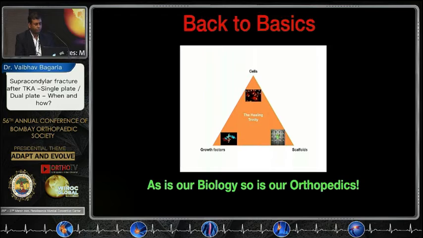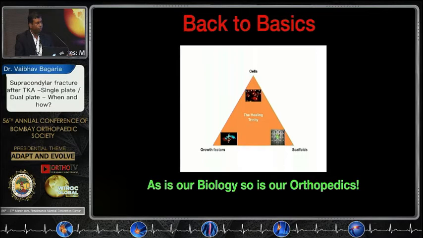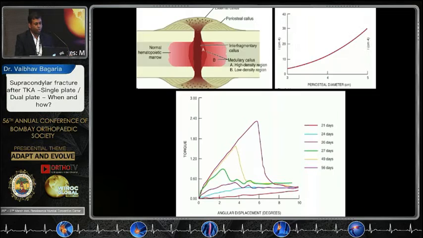Now before I proceed further, we all must go to our basics, and we know that for any healing to happen, because we are talking about fractures, we need to have good cells, good growth factors, and good scaffold or good bone to enable it. As is our biology, so is our orthopedics, with little help from biomechanics, and that's the help I'm going to talk about. Again, some basic things, and I think we should not move away from our root thing. One must know about fracture healing well, how the periosteal diameters make a difference, and how the fracture strength changes from day to day.